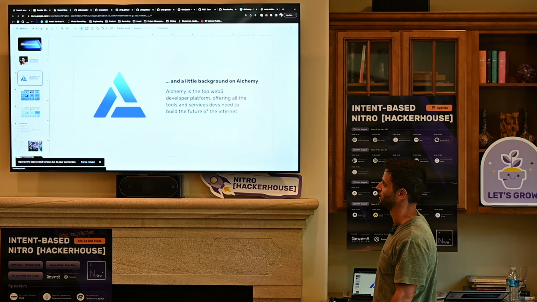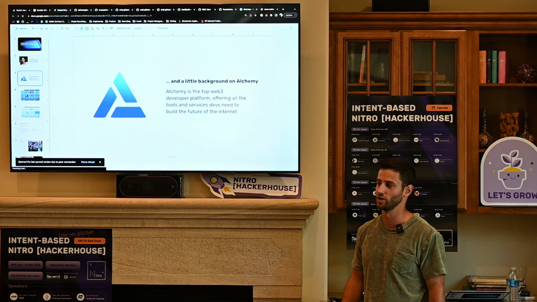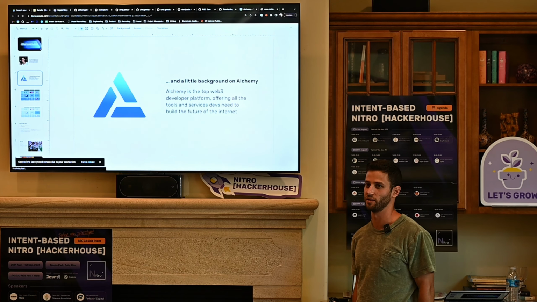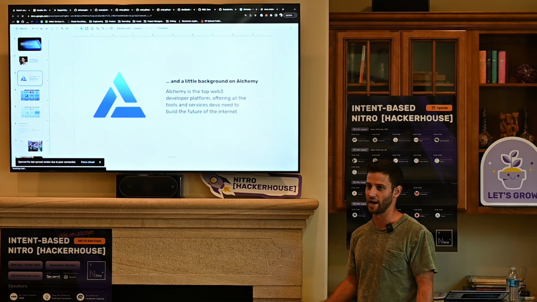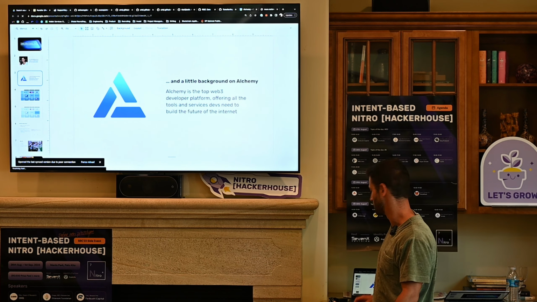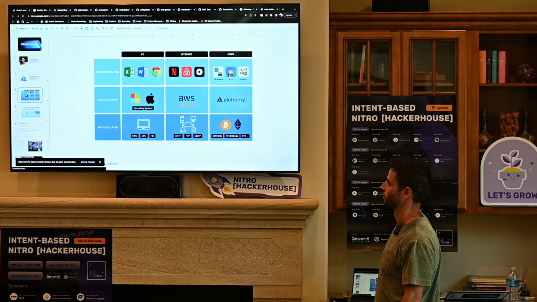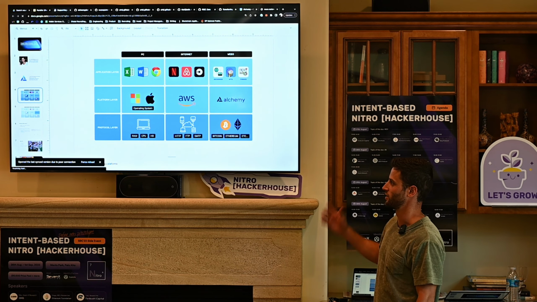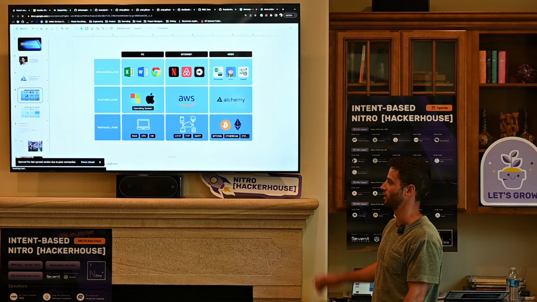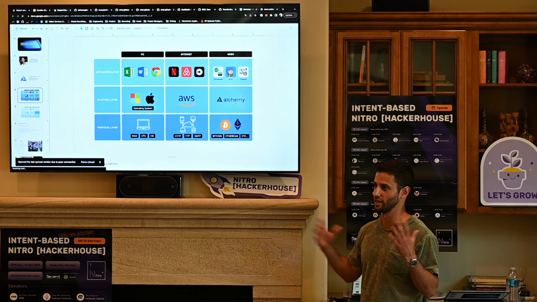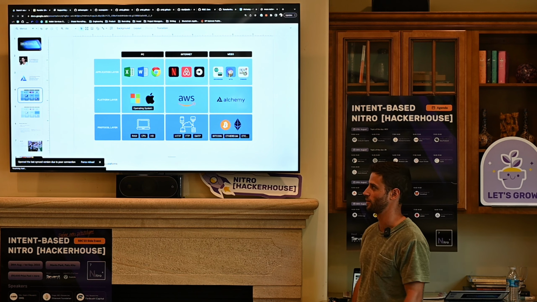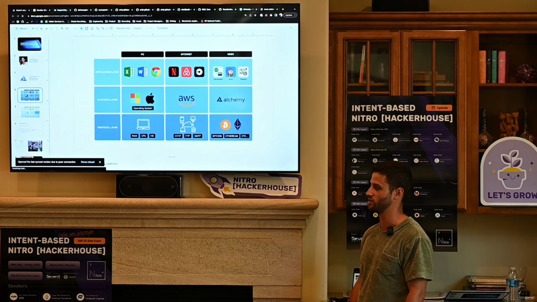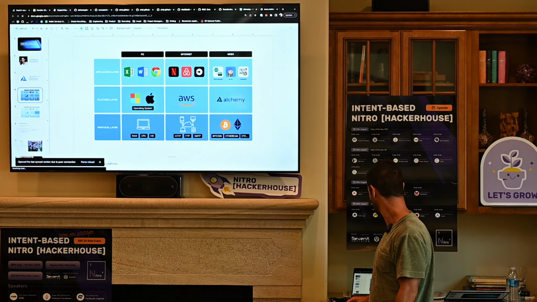And a little bit about Alchemy is we're a Web3 developer platform, so we try to provide tools and services that developers might need in order to build dApps and other tools on top of Web3. So in the same way that an operating system let developers build on top of hardware and cloud computing, we try to build on top of Web3 infrastructure to provide a seamless platform and user or developer experience.